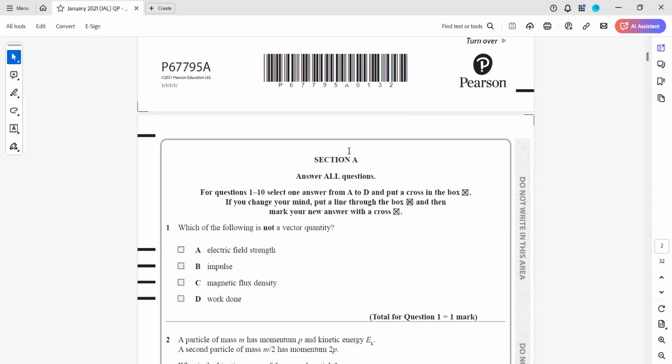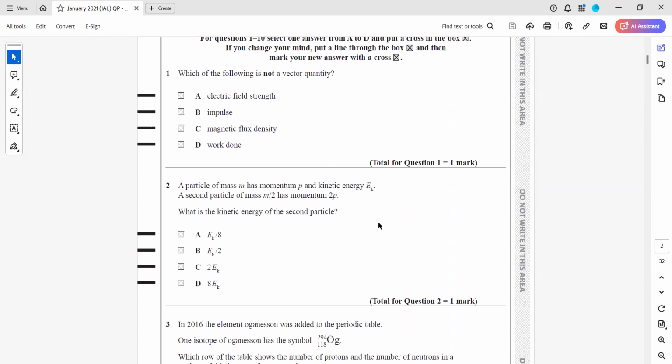January 2021 paper. Which of the following is not a vector quantity? Electric field, a vector quantity. Impulse, a vector quantity. Magnetic field strength, a vector quantity. But work done is not a vector quantity, it's a scalar quantity. So D is the right answer.